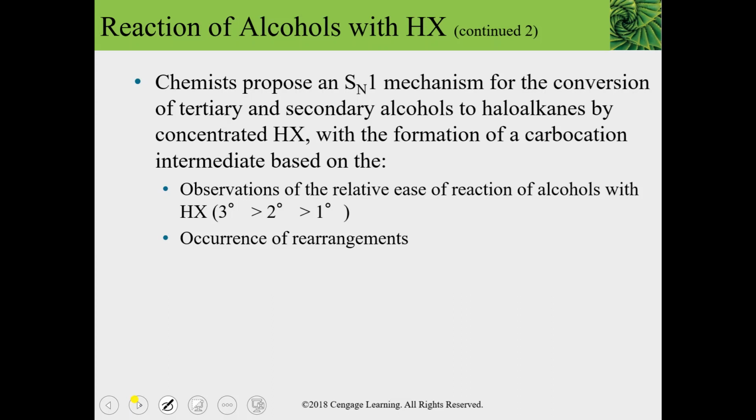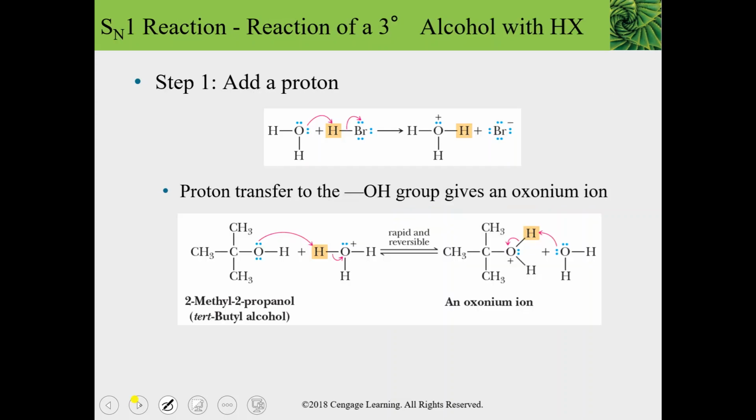So when we see this and we think this is going to happen, we're talking about relative ease of reaction of the alcohols. So what does that mean? Are we talking about a tertiary, secondary, or primary alcohol? We're also going to look at what happens with these rearrangements. So with our SN1 reaction of a tertiary alcohol, SN1 immediately should tell you, boom, carbocation.